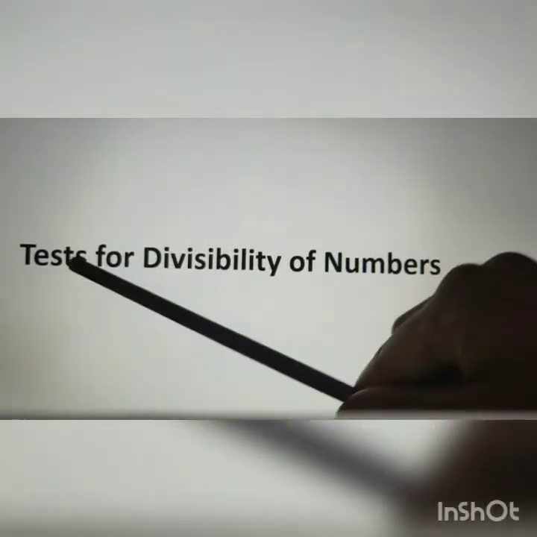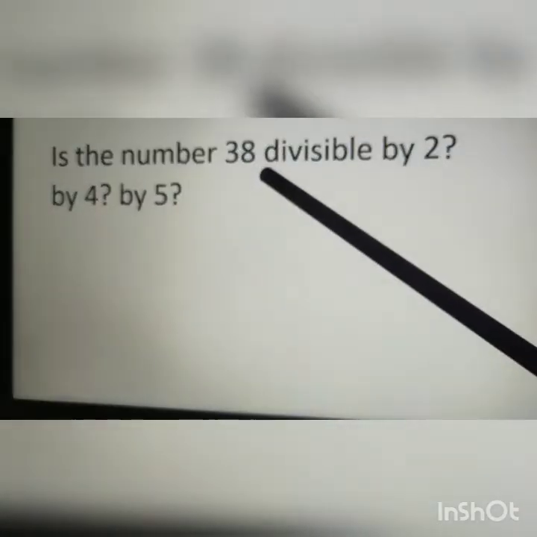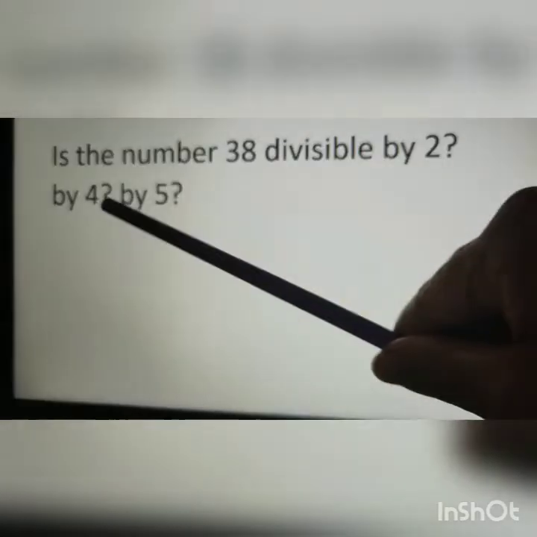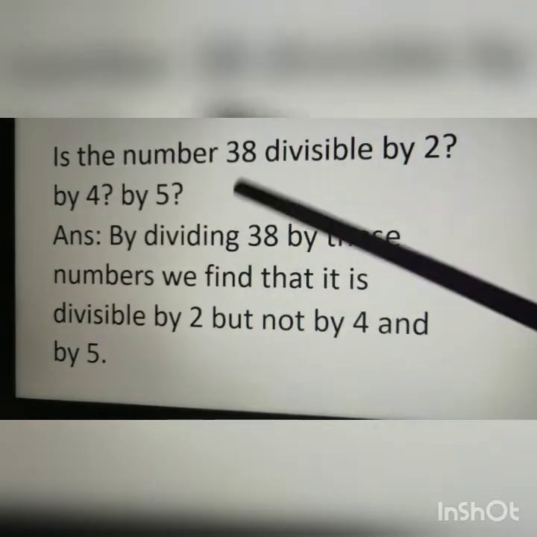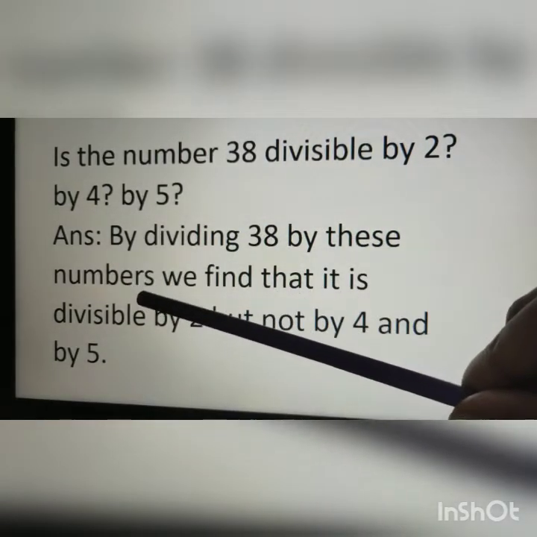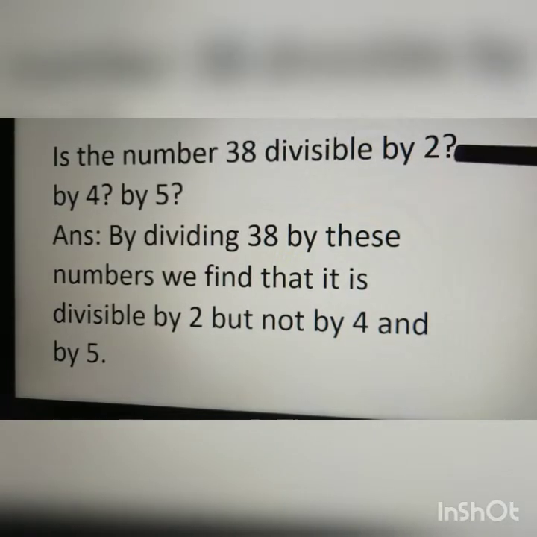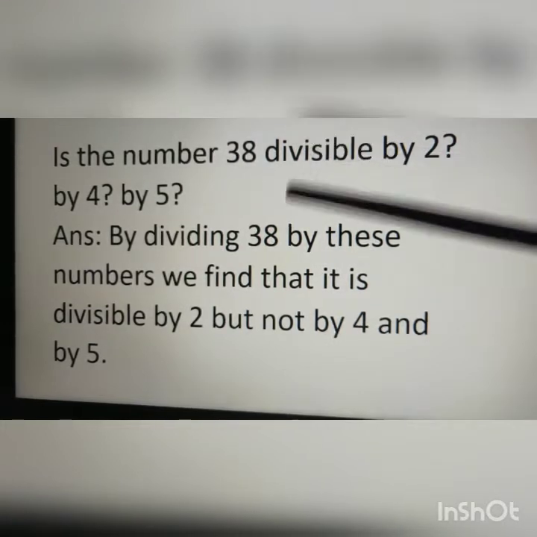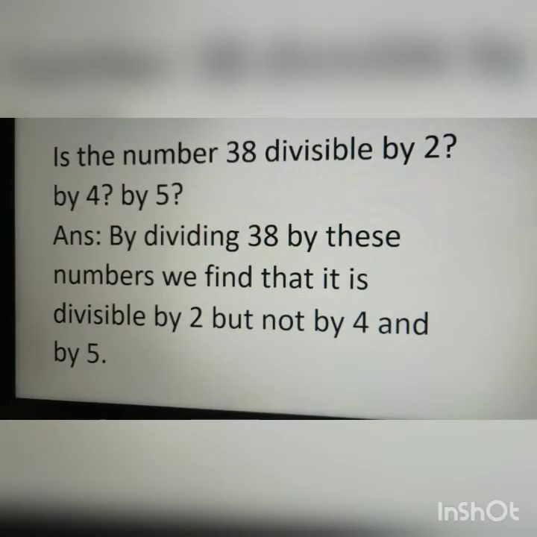Exercise 3.2 is completed. Next topic is test for divisibility of numbers. Is the number 38 divisible by 2, by 4 and by 5? Answer. By dividing 38 by these numbers, we find that 38 is divisible by 2. We know 38 divided by 2 is 19 and remainder will be 0. And 38 is not divisible by 4 and 5.